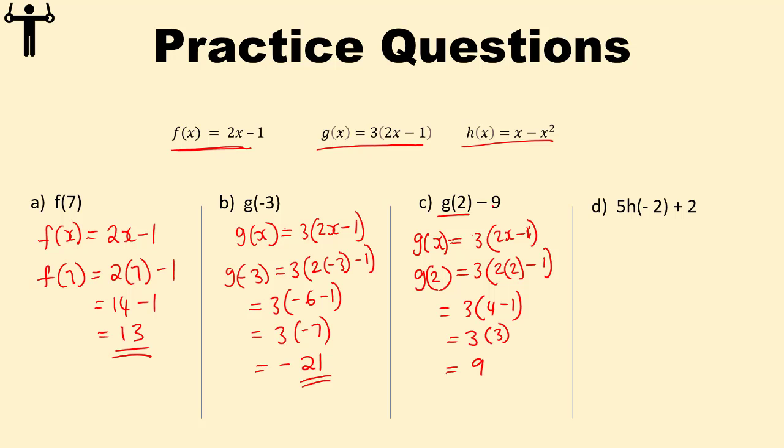Now we're going to subtract 9 from g of 2. So g of 2 minus 9. We know g of 2 is 9. We subtract 9, and that gives us an answer of 0.